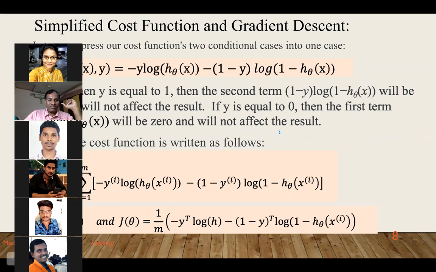So h equals g of x theta. This x theta will give you that column value, then you apply g of x theta to each value in that column. And J theta equals 1 by m times minus y transpose log of h minus (1 minus y) transpose log of 1 minus h theta x. We are converting this into matrix form, because your h will give you a matrix. So at a time you will get all values here, J theta.